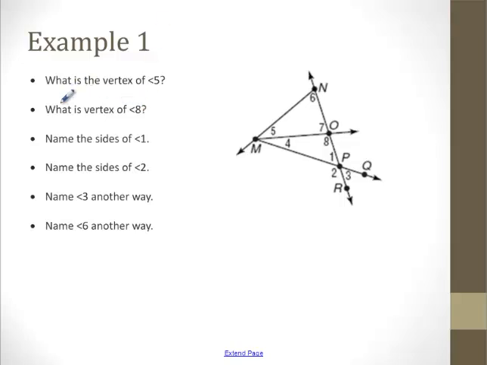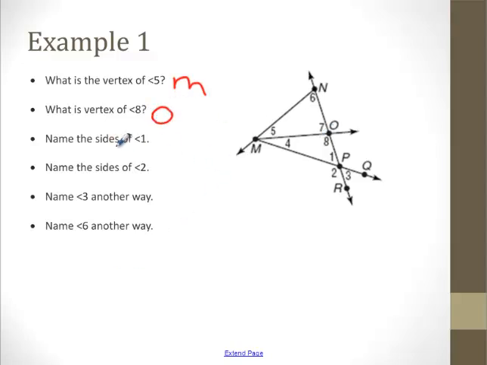Okay, so let's check our answers. What is the vertex of angle 5? Angle 5 is right here, meaning it's this angle, and the point that's right next to the number 5 is M. Vertex of angle 8. Angle 8 goes from M to O to P, or from P to O to M, but either way, O is in the middle.